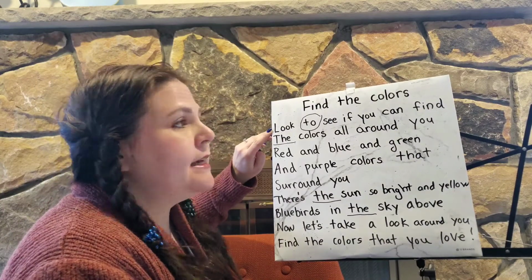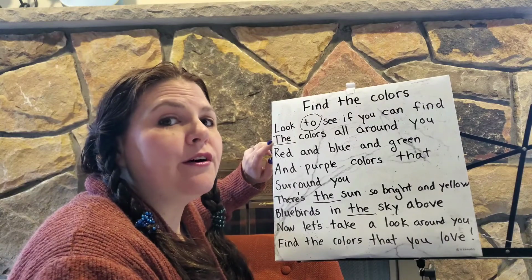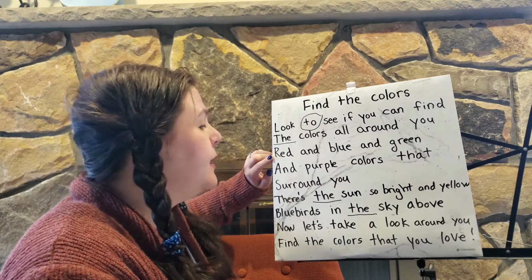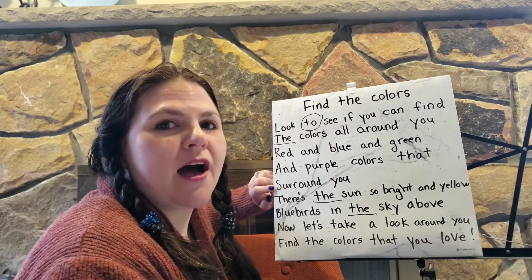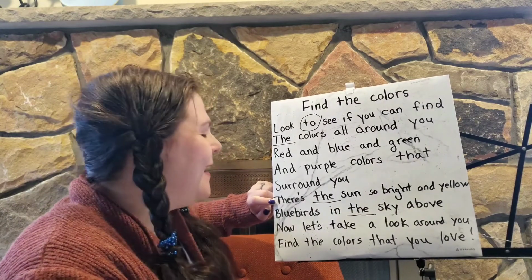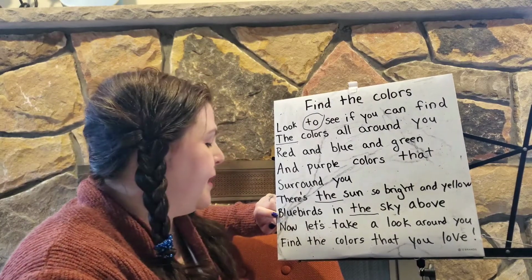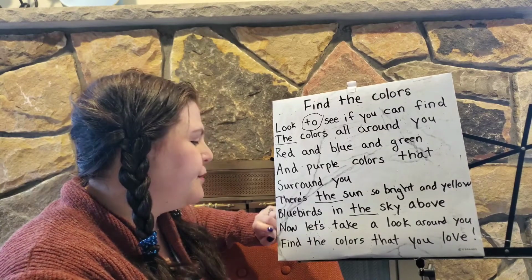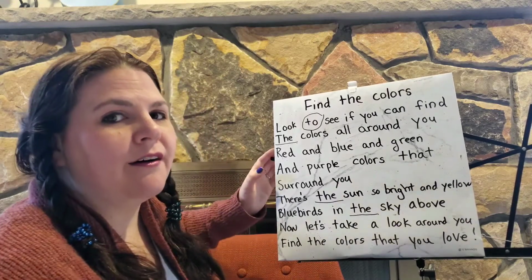Look to see if you can find the colors all around you. Red and blue and green and purple colors that surround you. There's the sun so bright and yellow, bluebirds in the sky above. Now let's take a look around you, find the colors that you love.